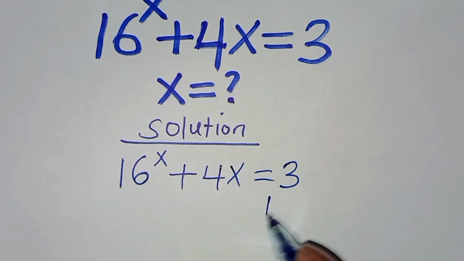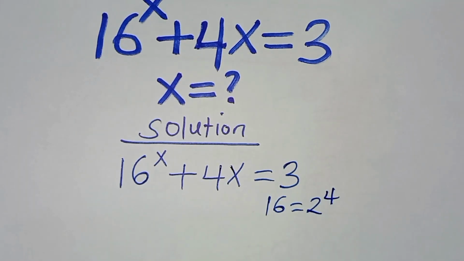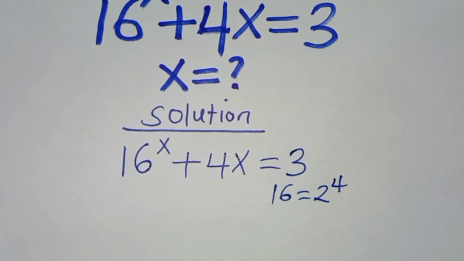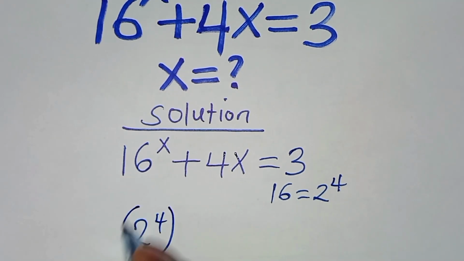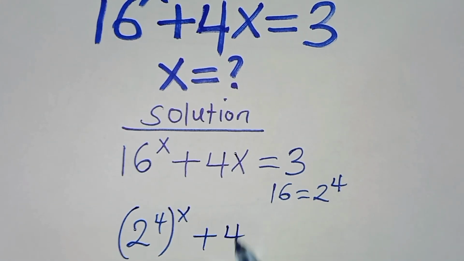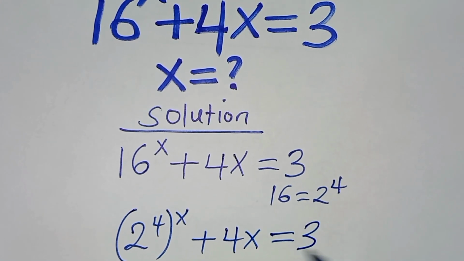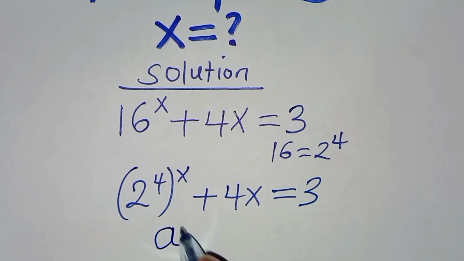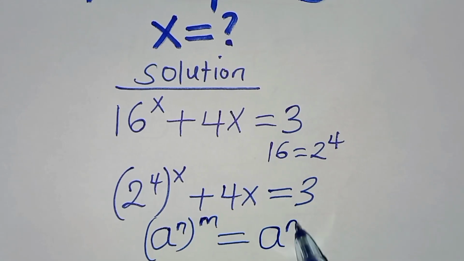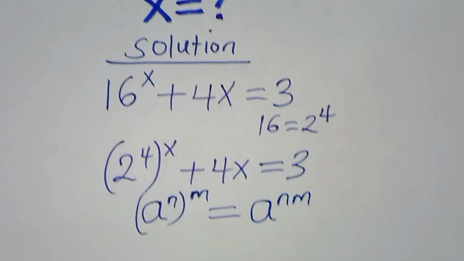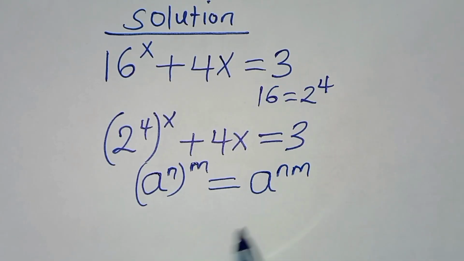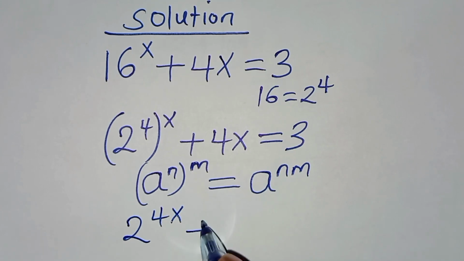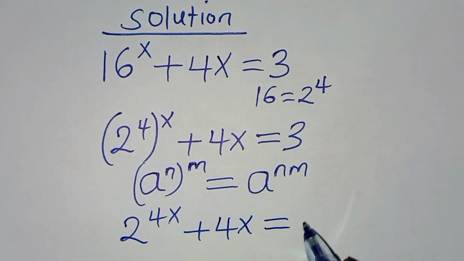We can express 16 here as 2 to the power 4. So substituting this, we have 2 to the power 4 multiplied by x plus 4x is equal to 3. So 2 to the power 4 times x is in the form of a to the power n raised to the power m, which you can express as a to the power n multiplied by m. Applying this exponent property, 2 to the power 4 multiplied by x becomes 2 to the power 4x, plus 4x is equal to 3.